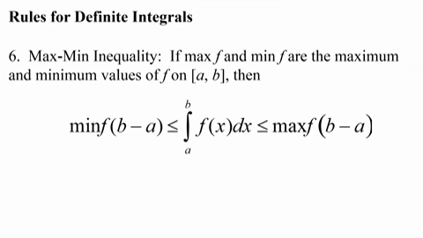Number 6, the max-min inequality. If the maximum value of f and the minimum value of f are the max and min values of f on the closed interval from a to b, then the minimum value of f times b minus a must be less than or equal to the definite integral from a to b of f of x dx, which is then less than or equal to the maximum function value of f times b minus a.